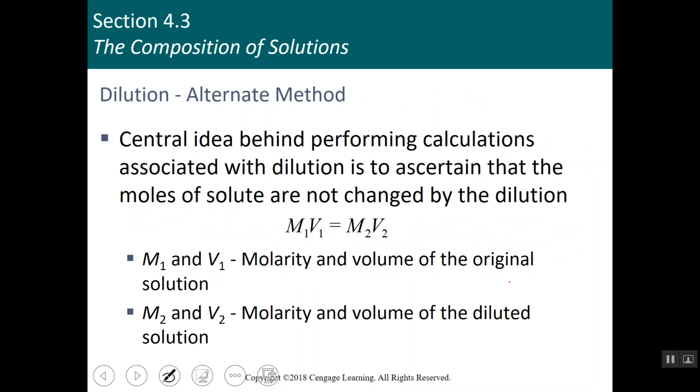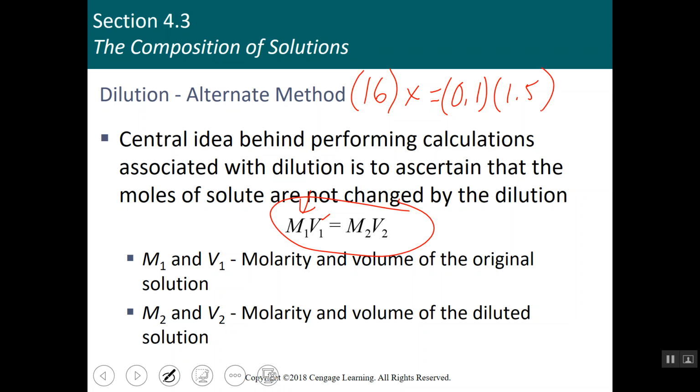Another method that you may have seen before is what we call M1V1 equals M2V2. And so if we go back to the other example, we had 16 molar sulfuric acid. That was our M1. How much of it did we need? That's our V1. To make, I think it was 0.1 molar sulfuric acid solution, and we needed 1.5 liters of that. And so if you set that up and do the math, you'll still end up with the 9.4 milliliters that we ended up with before.